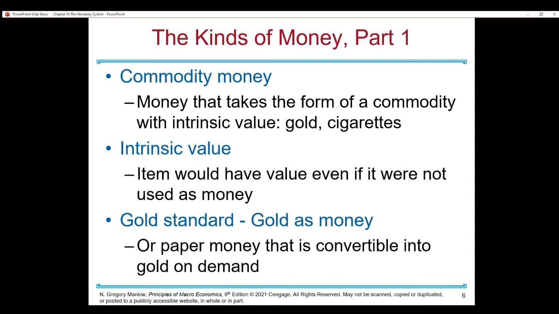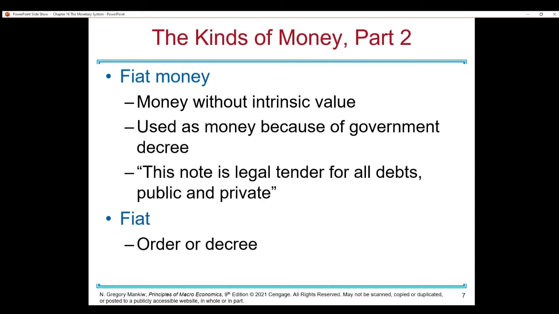Money without intrinsic value, we're going to call fiat money. This is what we have. This is what the United States uses. A fiat is an order or decree. Fiat money is established as money by government decree. This is basically monopoly money. It's just paper. There's no value or use to it outside of what the government and its citizens agree on.